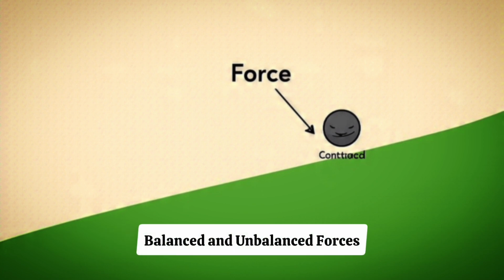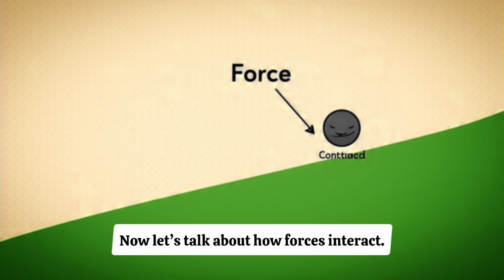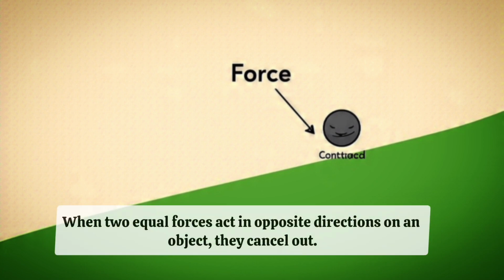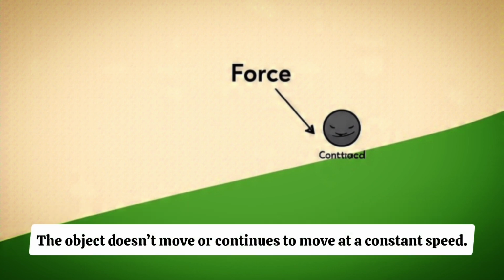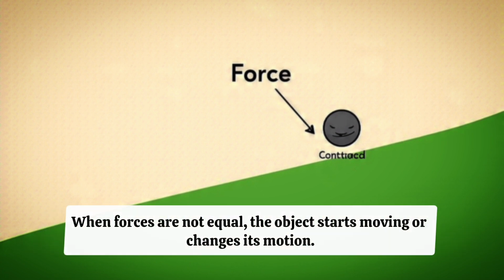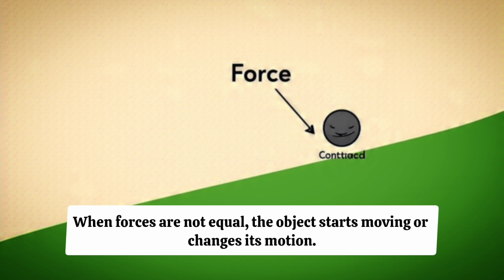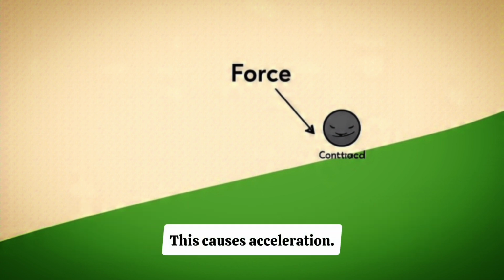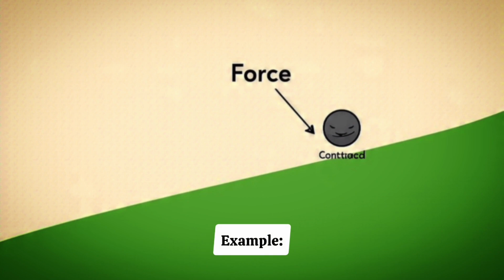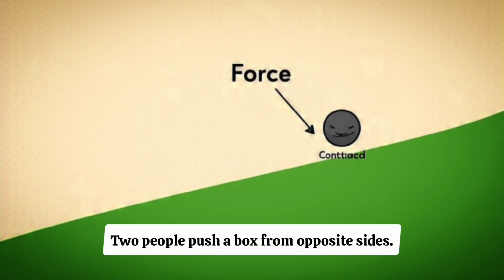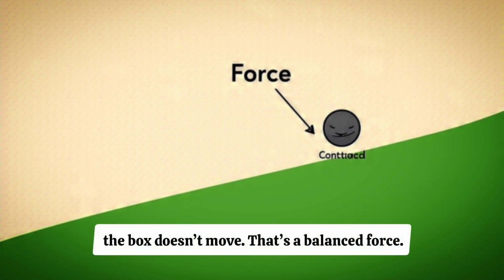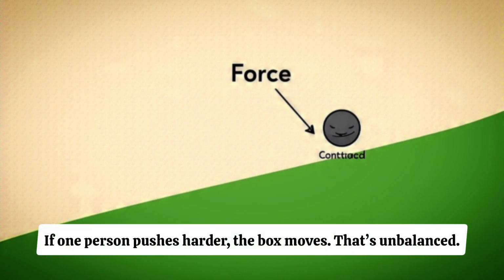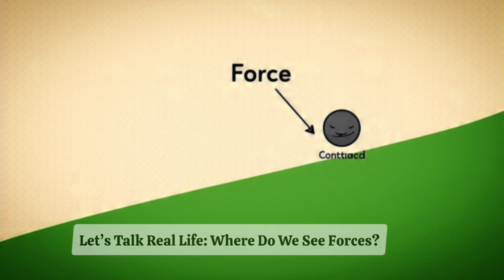Balanced and unbalanced forces. Now let's talk about how forces interact. Balanced force. When two equal forces act in opposite directions on an object, they cancel out. The object doesn't move or continues to move at a constant speed. Unbalanced force. When forces are not equal, the object starts moving or changes its motion. This causes acceleration. Example: two people push a box from opposite sides. If they push with the same strength, the box doesn't move. That's a balanced force. If one person pushes harder, the box moves. That's unbalanced.